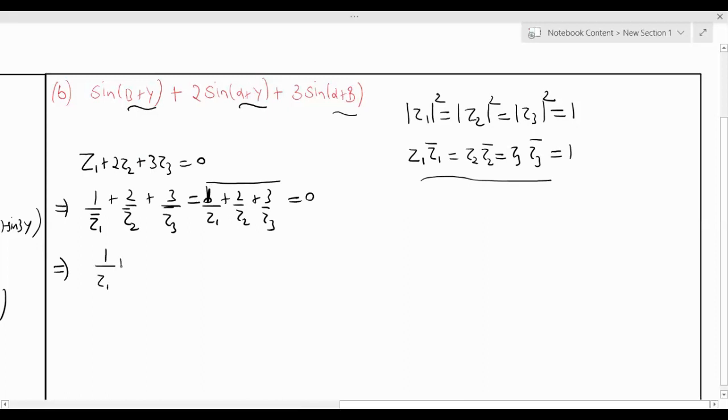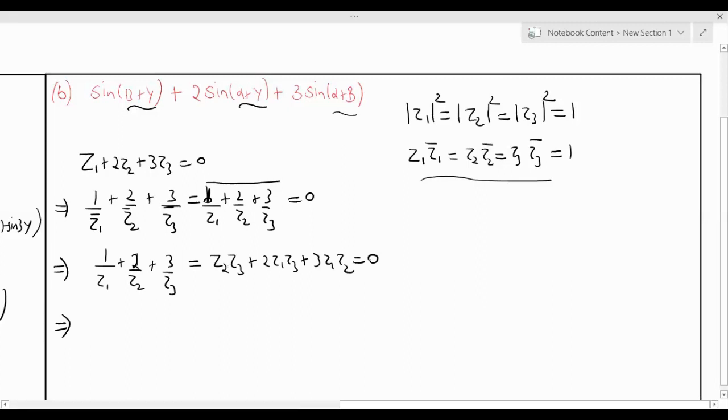From there you should get 1 by z1, 2 by z2, 3 by z3 equals to 0. So if you take the LCM, you should get the required term which you want. So LCM will give you z2 z3, 2 z1 z3 plus 3 z1 z2, and its value should be equals to 0.